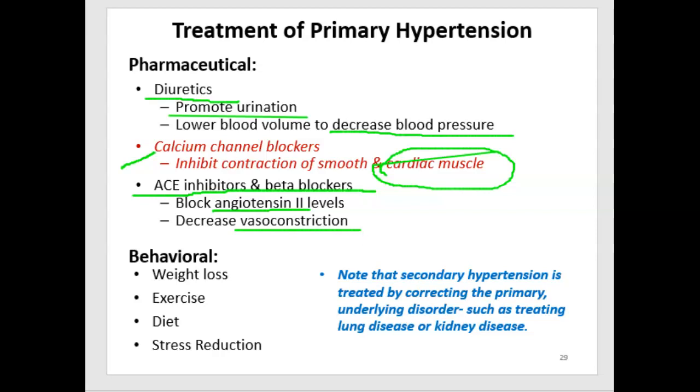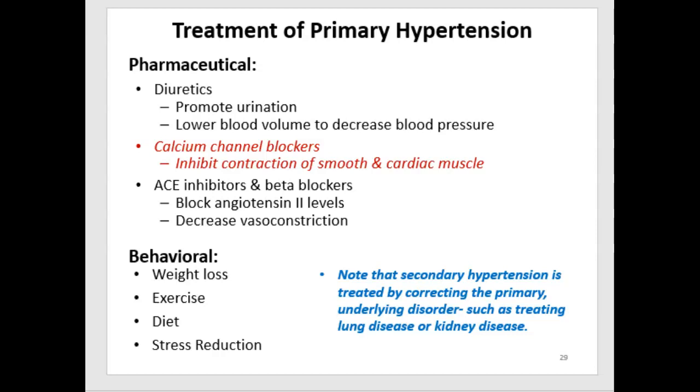Now, sometimes if chronic hypertension is caught early enough, just behavioral treatment will work, like weight loss through exercise, changes in diet, and stress reduction. Now that's for primary hypertension.